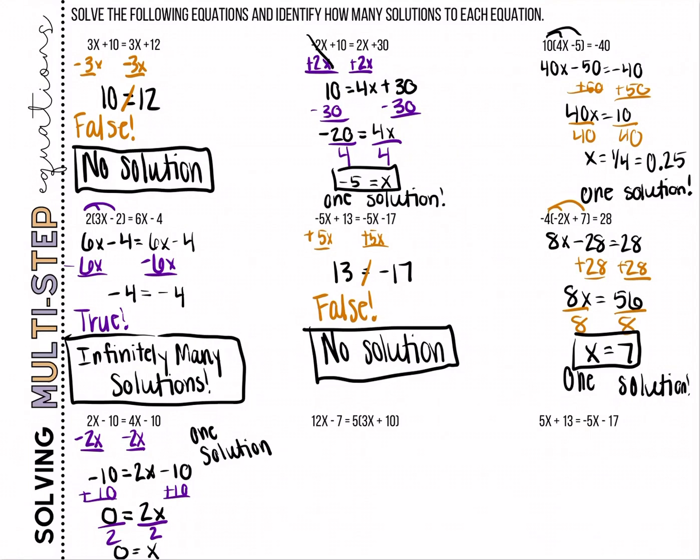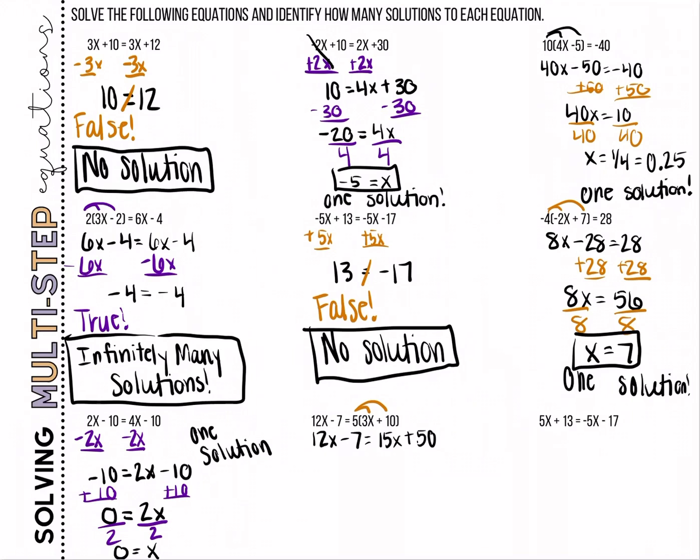So if you get 0, don't panic and say there's no solution. It just means that x is probably going to be 0, okay, if you're multiplying with x. So I have 12x minus 7 equals 5 times 3x plus 10. So the first thing we need to do is the distributive property. Okay, so then I'm left with 12x minus 7 equals 15x plus 50.